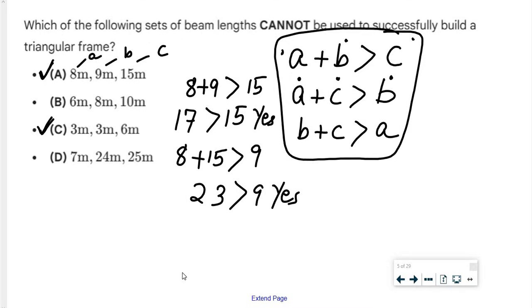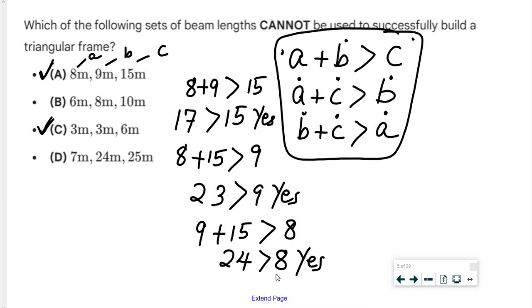Now checking again, the next part is B plus C should be bigger than A. What is B? B is 9 plus 15, that should be bigger than 8. 8 plus 15, that is 24. This 24, is it bigger than 8? So the answer is yes.